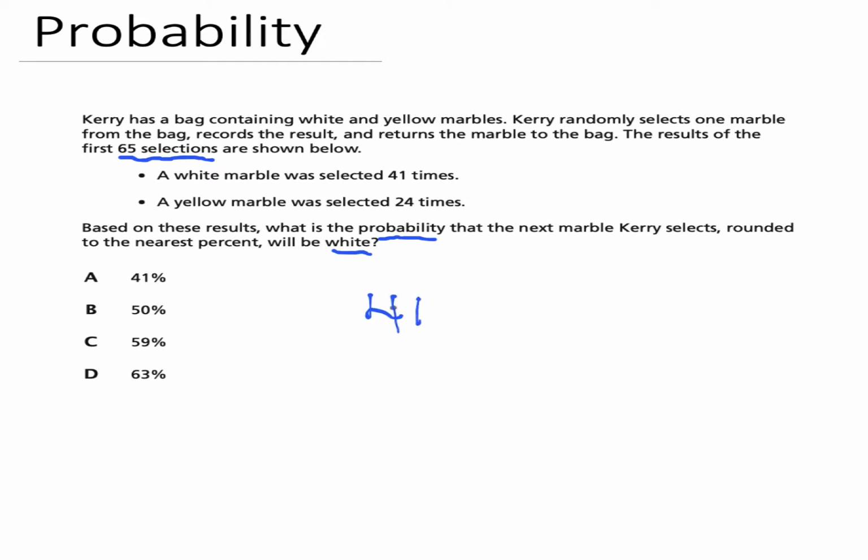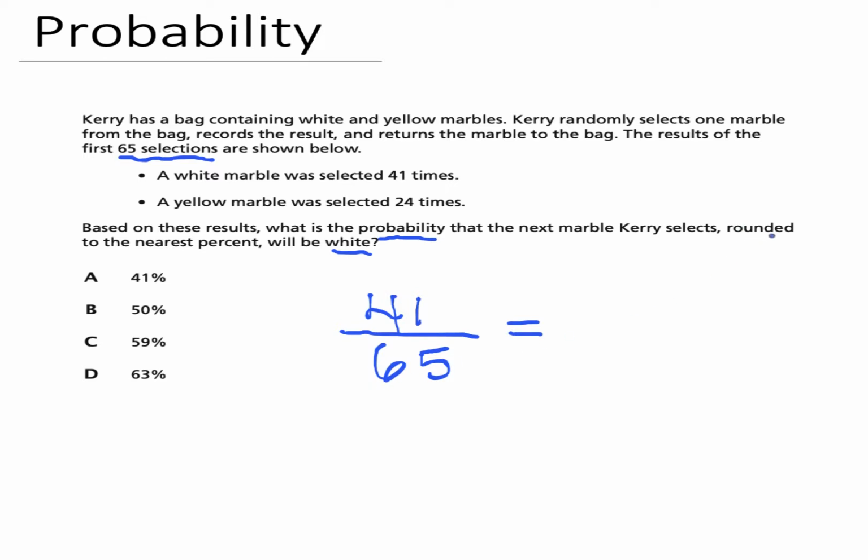A white marble was selected 41 times. That's the number of outcomes for the favorable event, over, and at the bottom in your denominator is always the total. The best thing about the TASC test when it comes to probability is that sometimes they do give you the total, and they did say the results of the first 65. So 65 is your total. If you didn't believe that was the total, add 41 and 24: 4 plus 2 is 6, and 1 plus 4 is 5, so that's your 65. So right here we have 41 over 65.